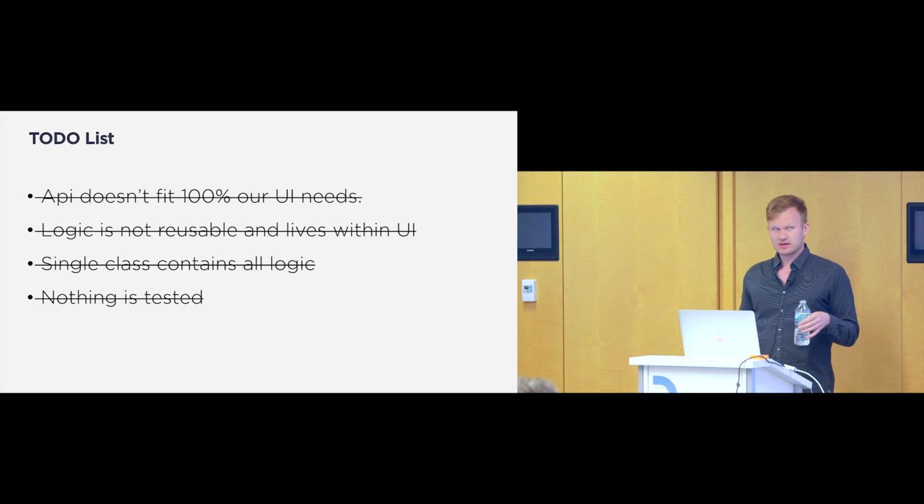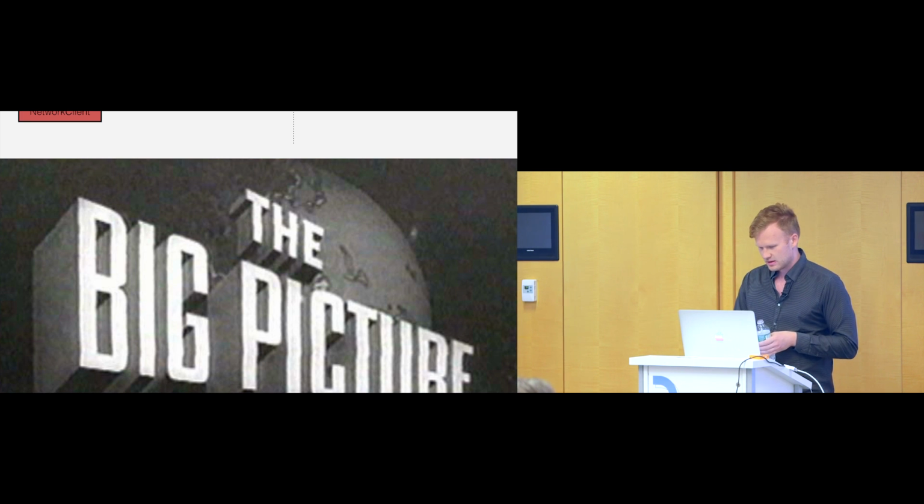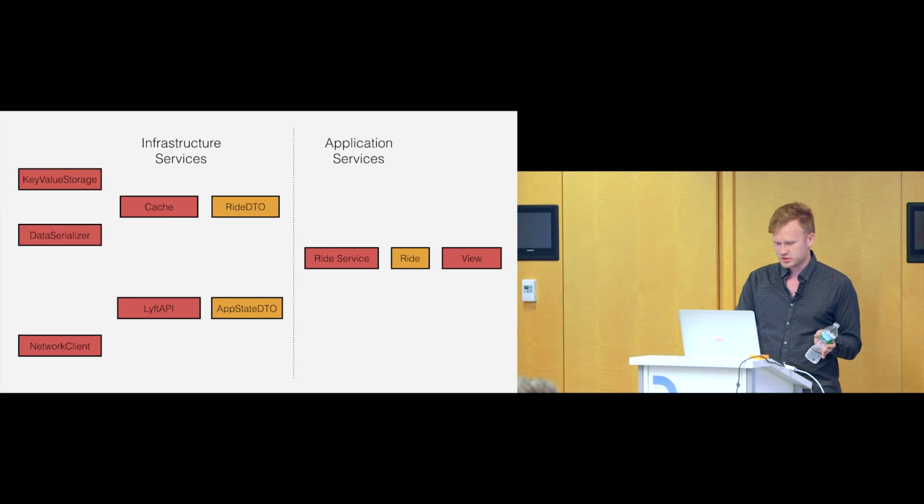So let's look again at our to-do list. Now we have resolved issues related to the difference of API and UI needs. We made our logic reusable, delegated individual pieces of it to separate classes, and everything is tested. So what is the big picture?